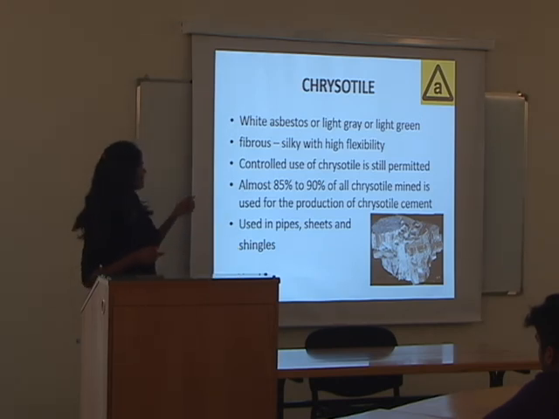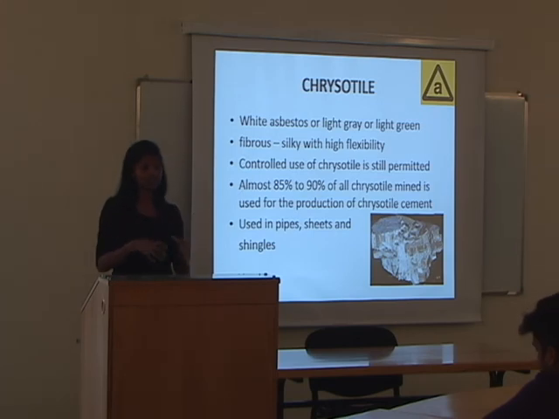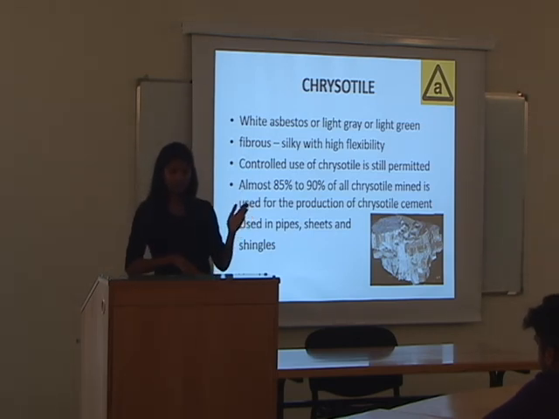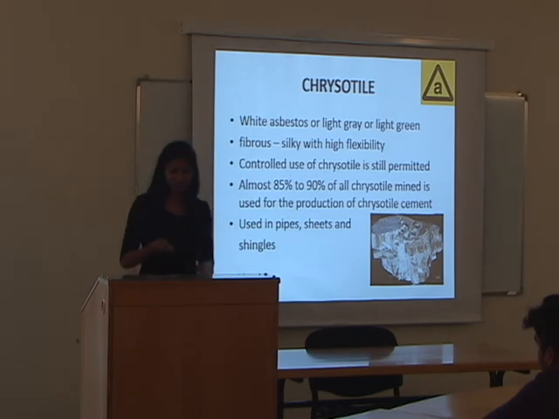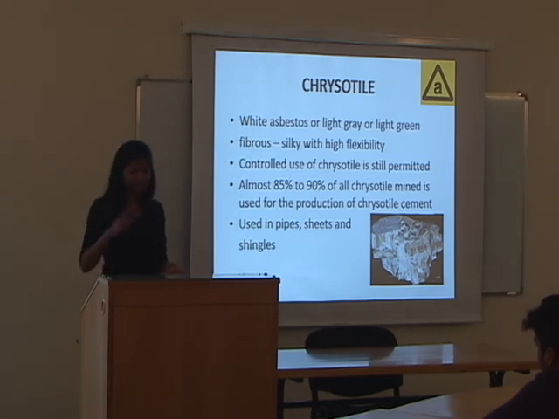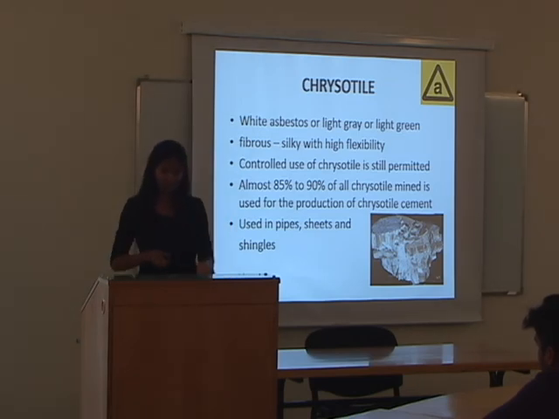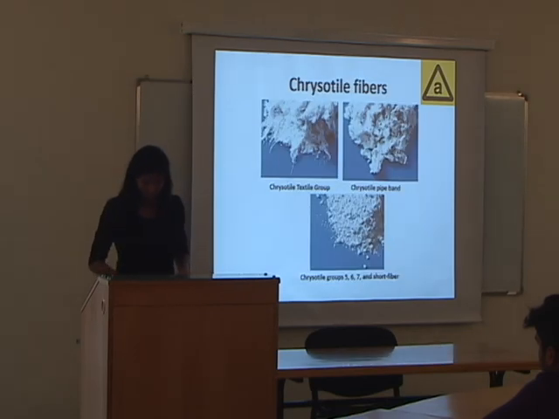But in many countries they are using it with controlled use. That means it is regulated and used under control, but some countries are not following it. Almost 85 to 90% of the chrysotile mined is used in chrysotile cements. These cements are used in pipes, sheets and shingles. So these are the three types of chrysotile fibers.